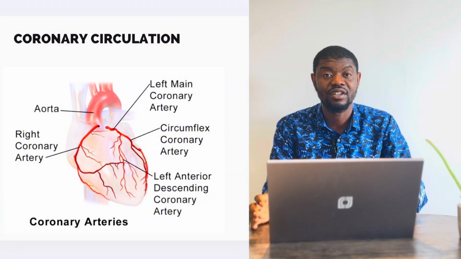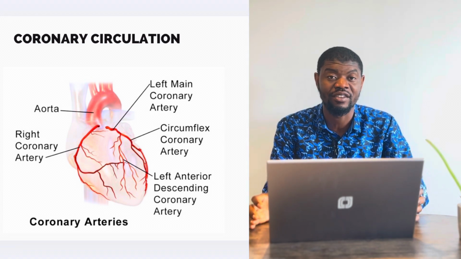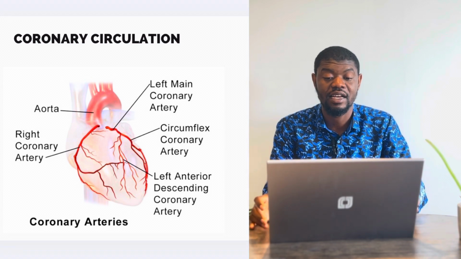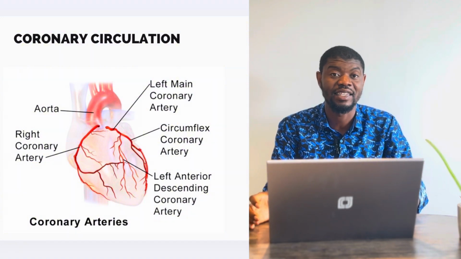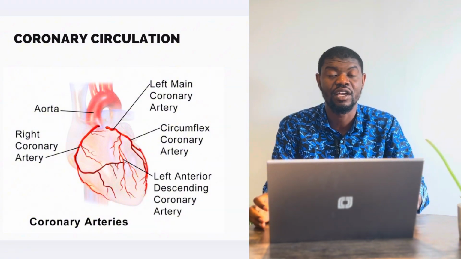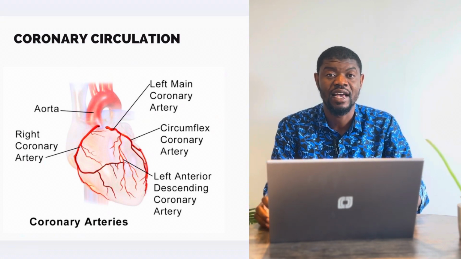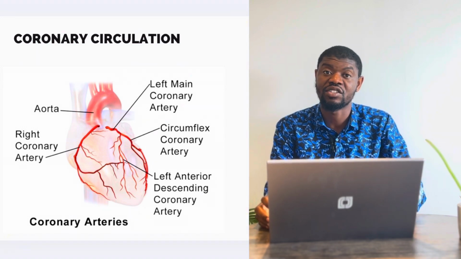Now, the left coronary artery further divides into some smaller arteries that go into the base of the heart. So you have the circumflex coronary artery, and you have the left anterior descending coronary artery. Because the left side is thicker than the right side, more of the vessels need to go down to the left side, so it supplies every bit of the myocardium. So that's the coronary circulation in brief.